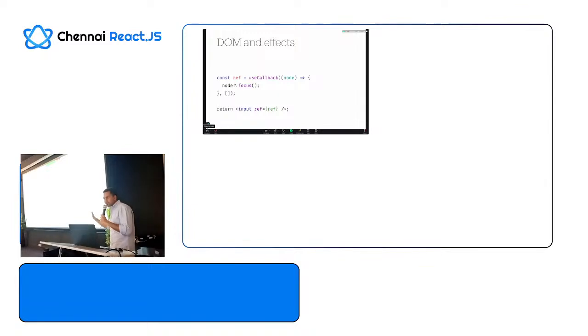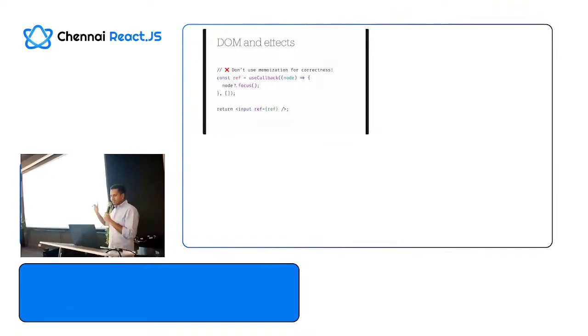Technically that's true, but you shouldn't be using memoization for correctness. useCallback and useMemo are APIs provided by React for caching values and computations. And they should only be used for performance, never for correctness. So don't do this. This is bad practice.